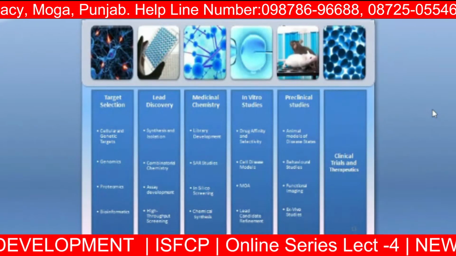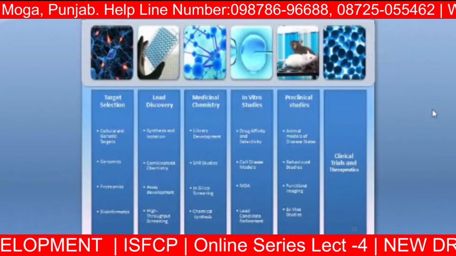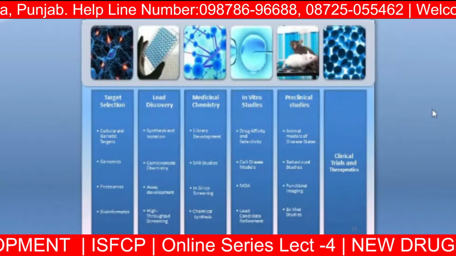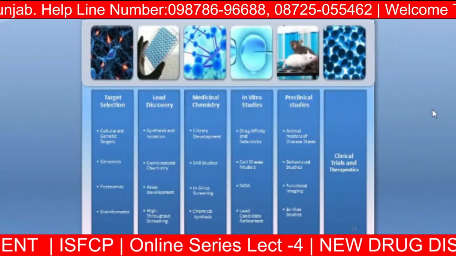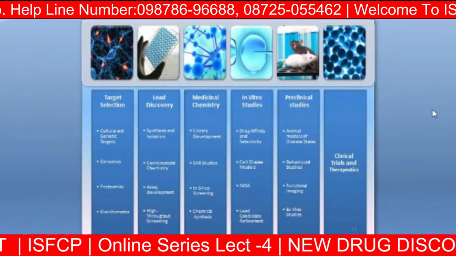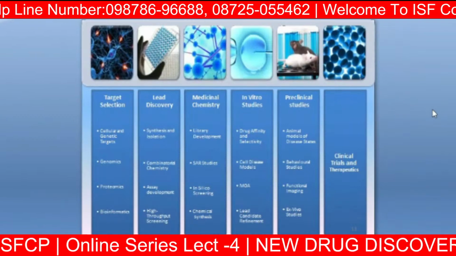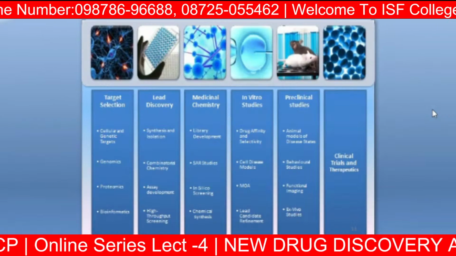Then next is the preclinical trials: animal models of disease state, behavioral studies, functional imaging, and ex vivo. And the last is your clinical trials. These things will be covered in the upcoming slides.